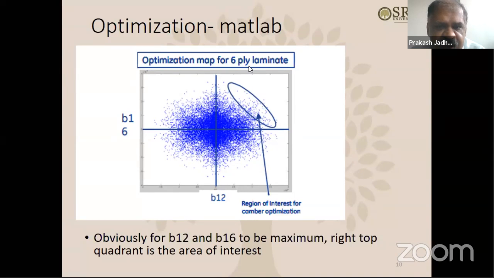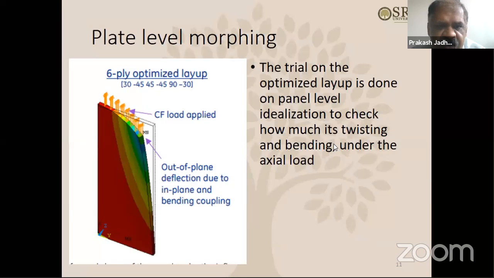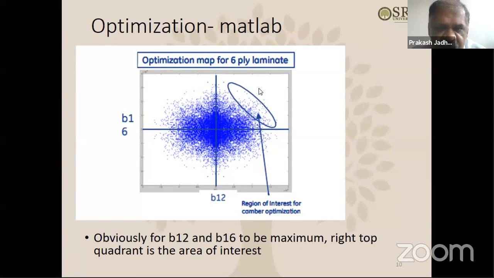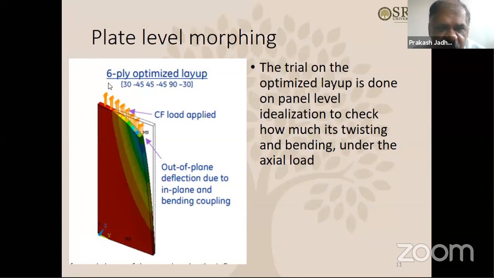It was done for a simple 6-ply laminate, but this is just one example. Of course, we have tried many different layups, and I will show you that. Once you come up with this, this code will spit out some optimized layup for the 6-ply laminate. Then how do you test it? We took that 6-ply optimized layup, obtained from this iteration of the MATLAB code. Some layup we got. This layup we again used on that simplified panel, and we implemented those layups here.